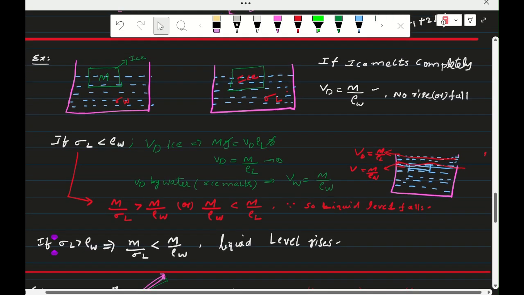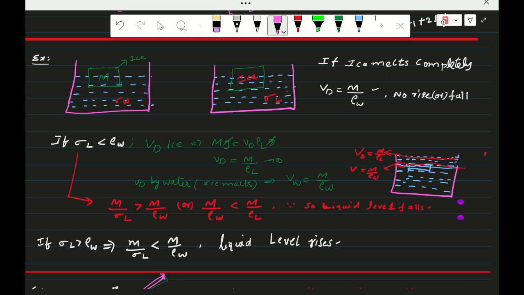Next example, very important. There is a block of ice in the liquid, in any one liquid. The liquid can be water or any other liquid. Ice of mass m. Now this ice melts, it will become water, right? When ice melts, it will become water, and its volume is equal to m by rho w.